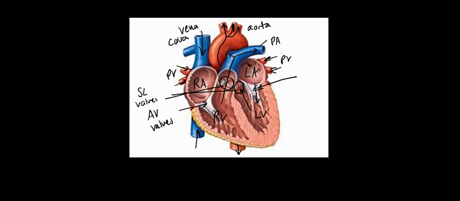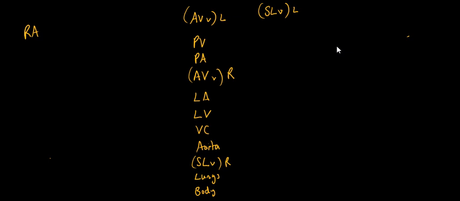So if we have a go starting in the right atrium and seeing if we can plot where blood goes through the various different labels we have here, all the way until it returns back to the right atrium. This includes some of our AV valves on the left-hand side, AV valves on the right-hand side, semilunar valves on the left-hand side, semilunar valves on the right-hand side. So pause the video and give this a go.